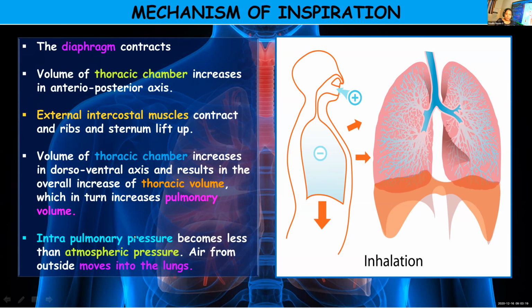So when volume increases, pressure decreases. And I told you a clause in the beginning: if inhalation should take place, the pressure inside the lungs should be less than the atmospheric pressure. So as the volume is increasing, pressure gets decreased below the atmospheric pressure, and air from outside will rush in.